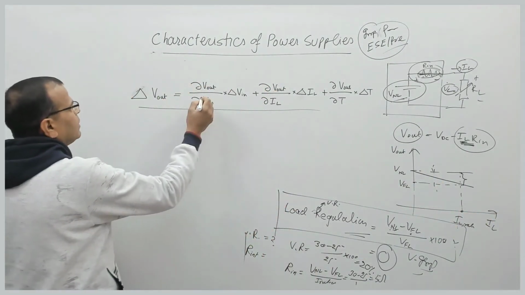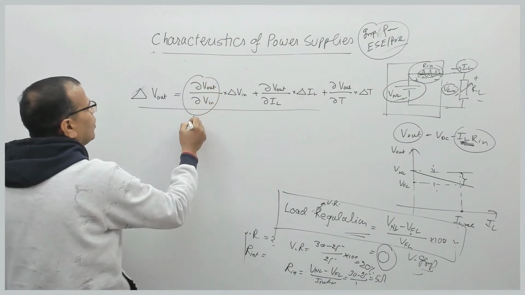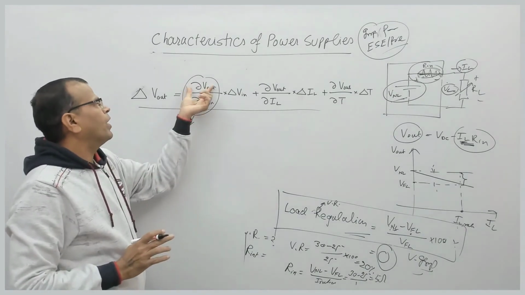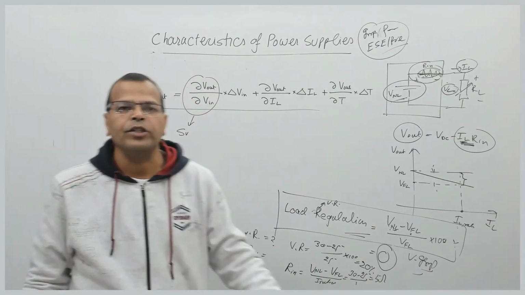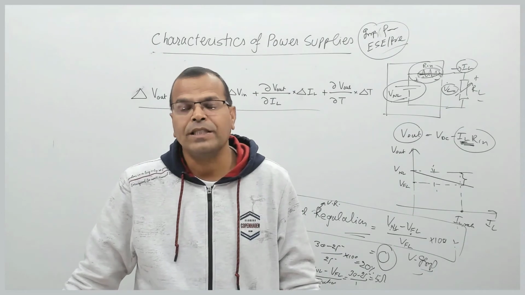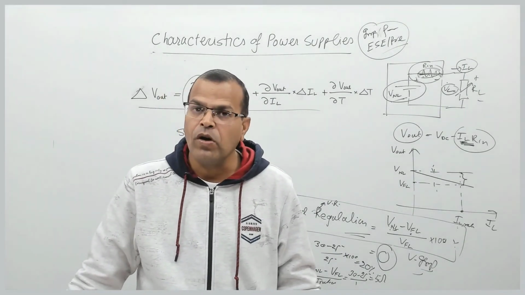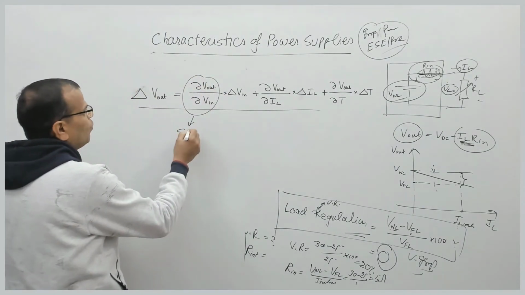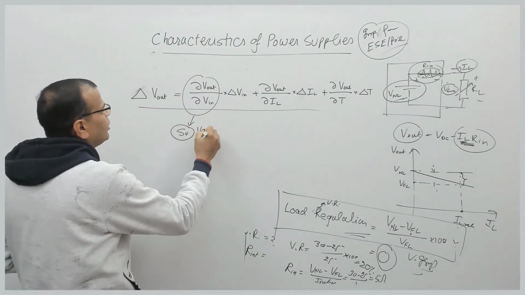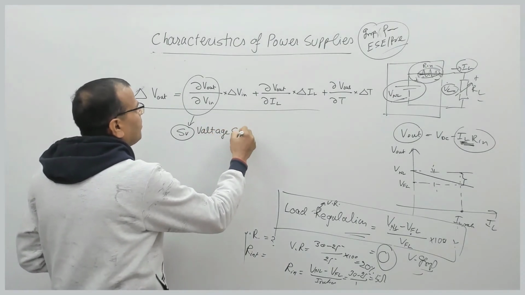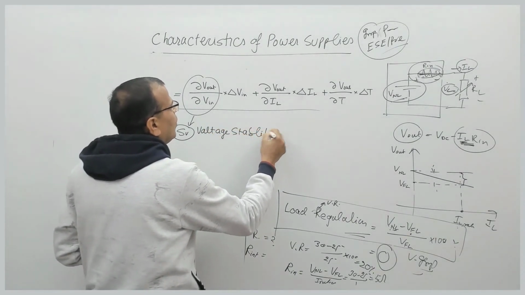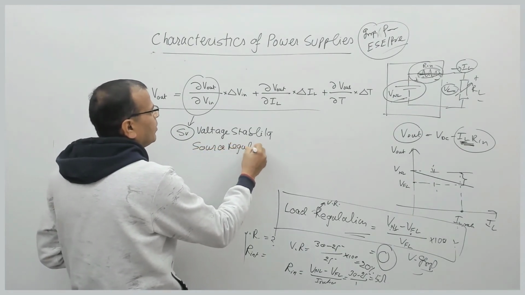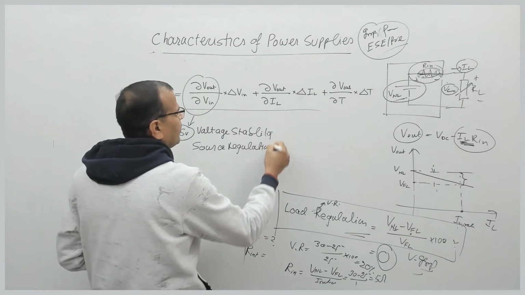So this term is called the voltage stability factor. Variation in output with respect to variation in input is called voltage stability factor, or sometimes we call it the source regulation factor, right? So this is voltage stability or source regulation factor, right?